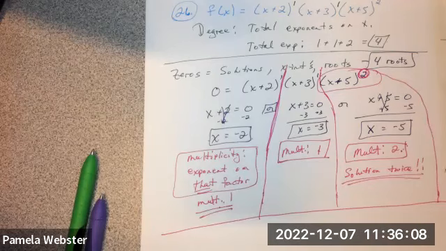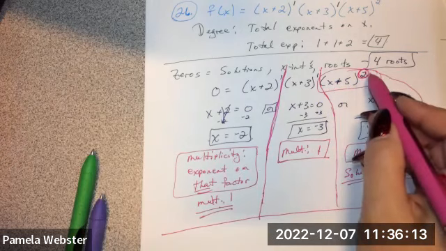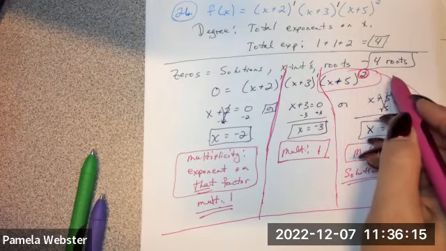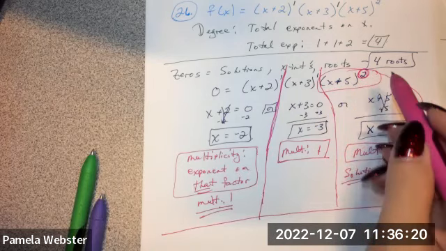Okay, 2 different factors. We could have written this one, since it's squared, if this bugs you, as x plus 5 times x plus 5. That's what x plus 5 squared means. So you can see it happens twice.